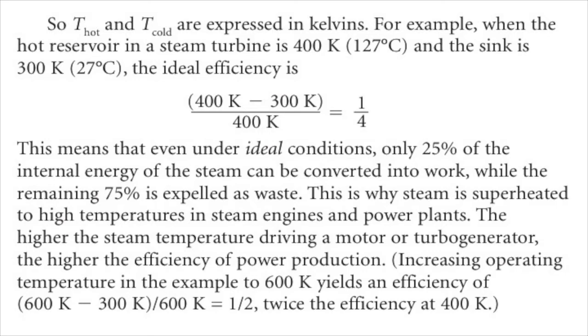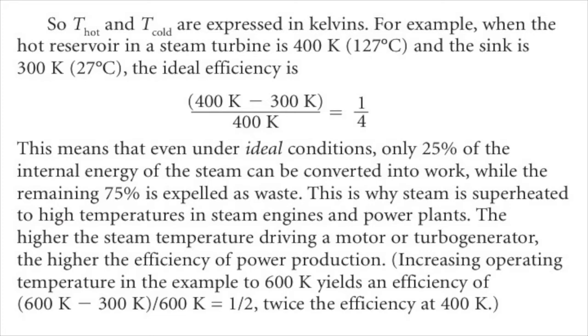So, T hot and T cold are expressed in kelvins. For example, when the hot reservoir in a steam turbine is 400 kelvin, 127 degrees Celsius, and the sink is 300 kelvin, or 27 degrees Celsius, the ideal efficiency is 400 minus 300, quantity divided by 400, which is 1/4. This means that even under ideal conditions, only 25% of the internal energy of the steam can be converted into work, while the remaining 75% is expelled as waste.